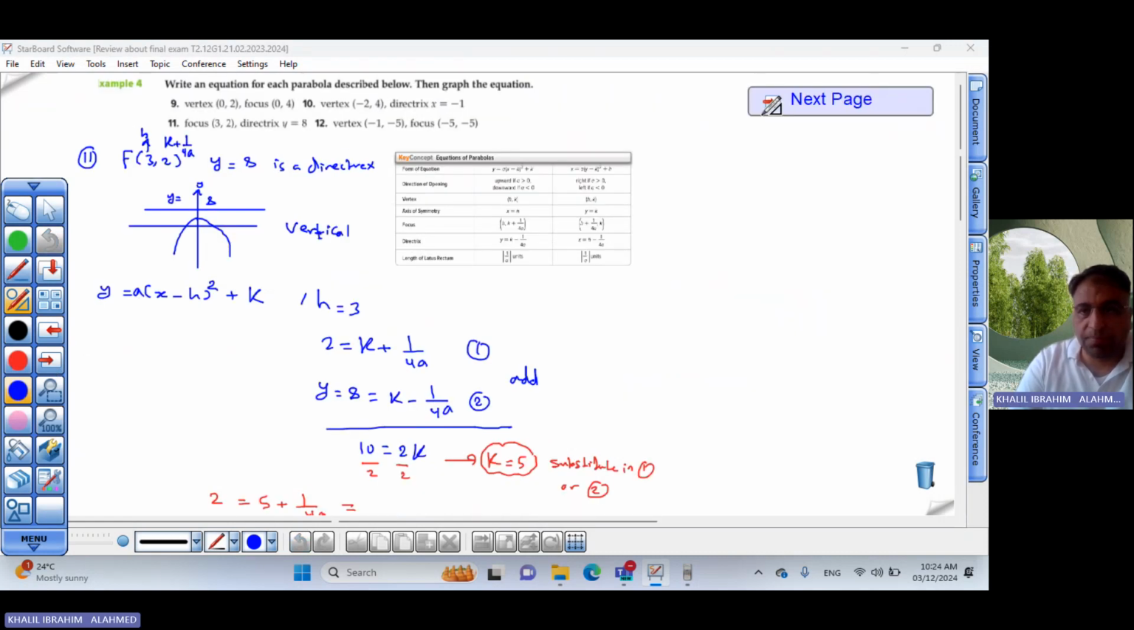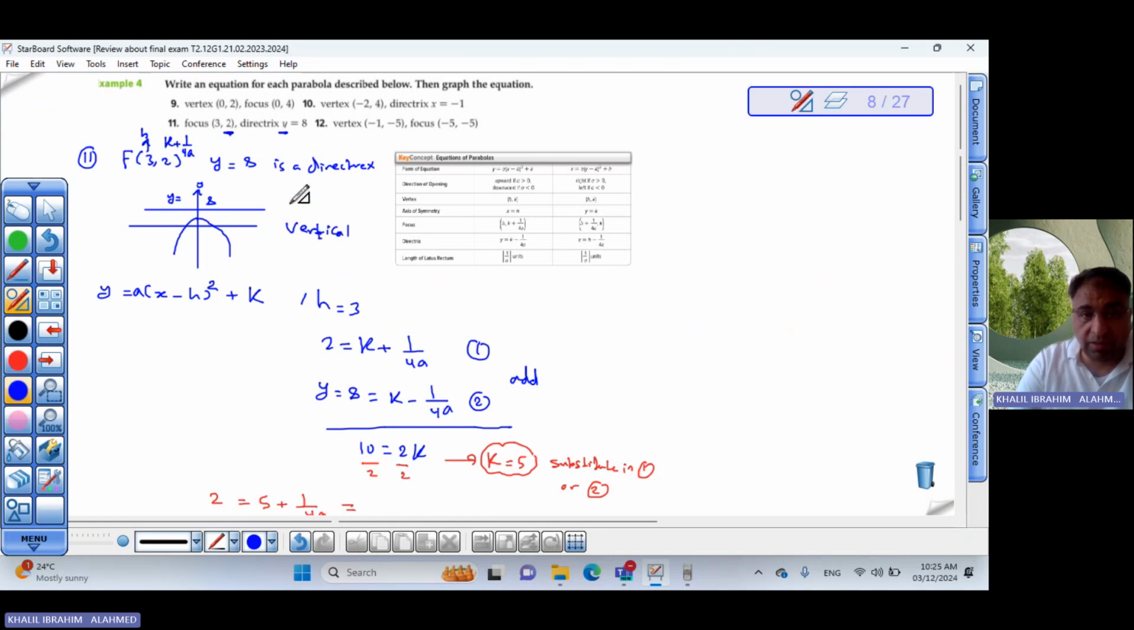I think question 11. This is 11. Each question, if different, has a different idea. Question 9, vertex and focus. Question 10, vertex and directrix. But question 11, focus and directrix. Okay, be careful. The same way here, if you look, focus is 3, 2, but directrix is y equals 8, the change on y.